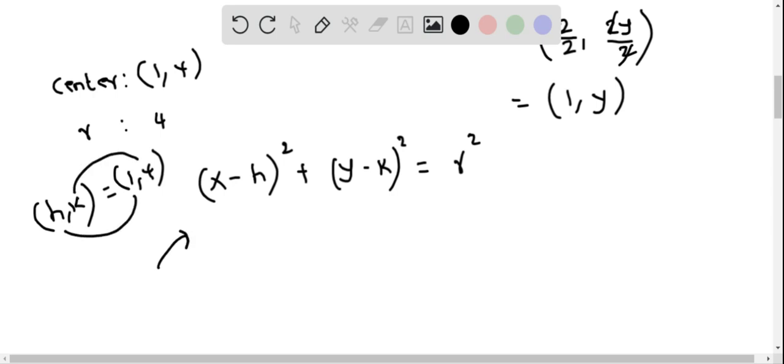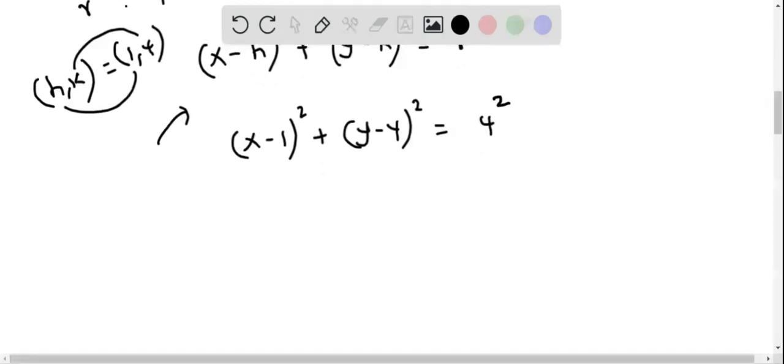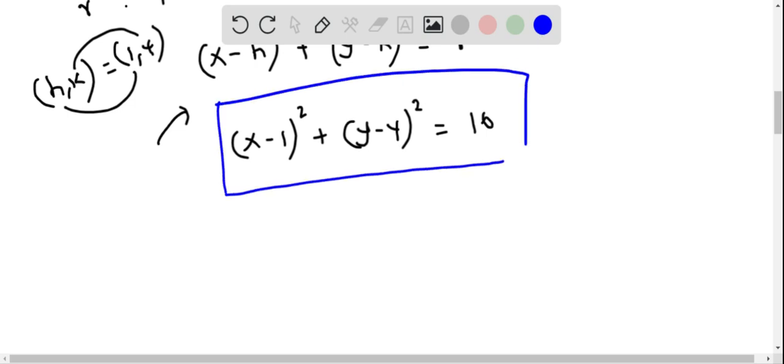Now plugging in this h value and k value, and also the radius, we get x minus 1 quantity squared plus y minus 4 quantity squared equals radius squared, which is 4 squared, and we know that 4 squared is 16, so I can put this as 16. And so this is the equation of the circle which meets the given conditions.